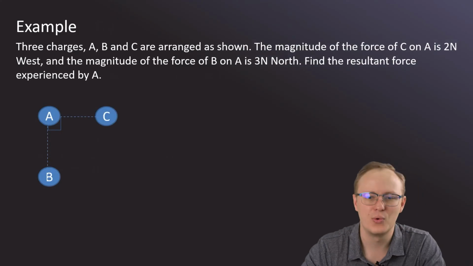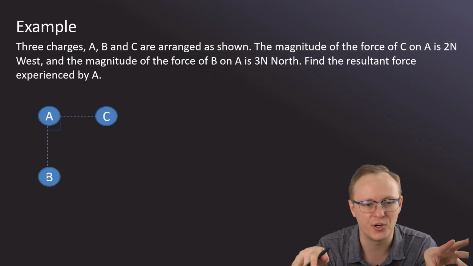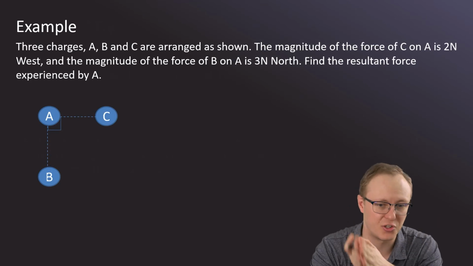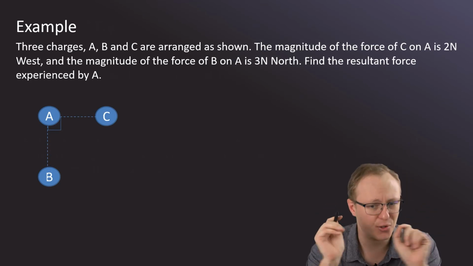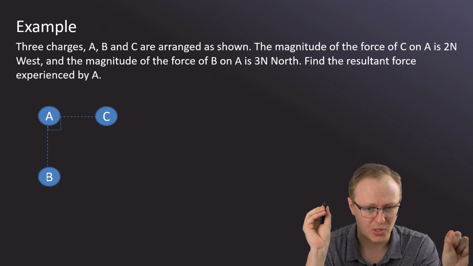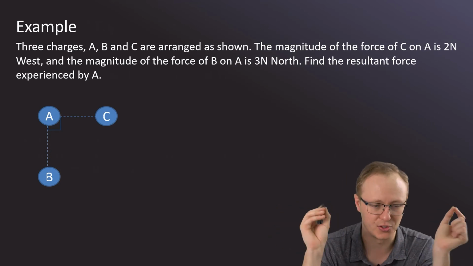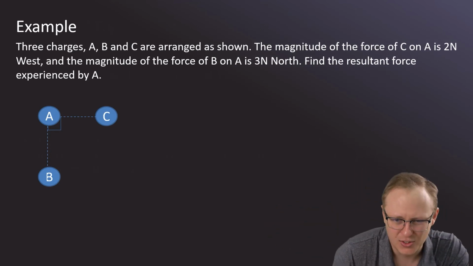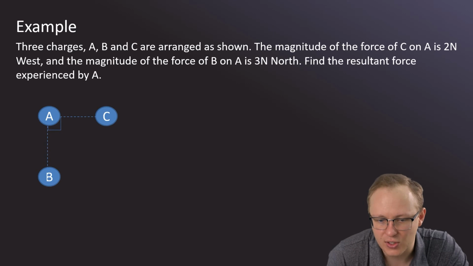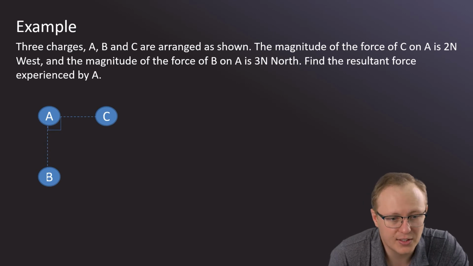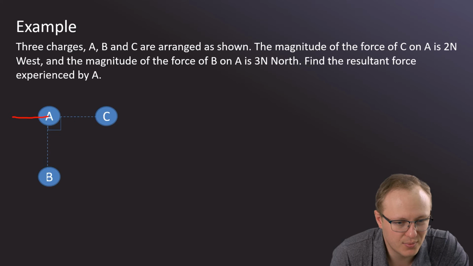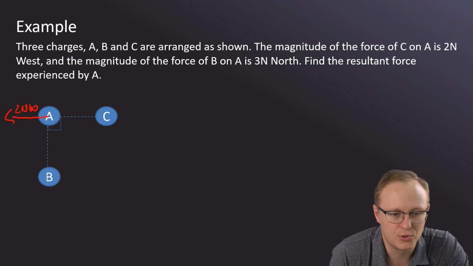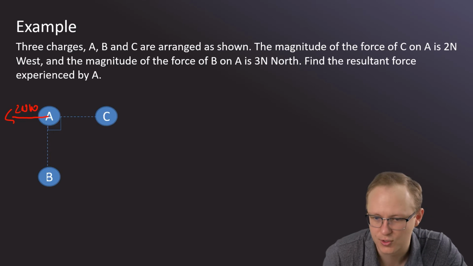So here we've got this example where three charges A, B and C are arranged as shown. The magnitude of the force of C on A is 2 newtons west. Okay, so C is exerting a force on A of 2 newtons west. Okay, so I'm going to put this in there. That's 2 newtons west. That NW is not for northwest, it's 2 newtons west, right?